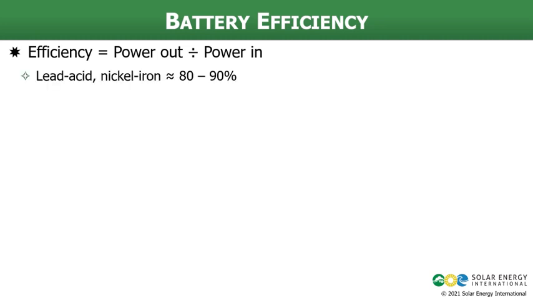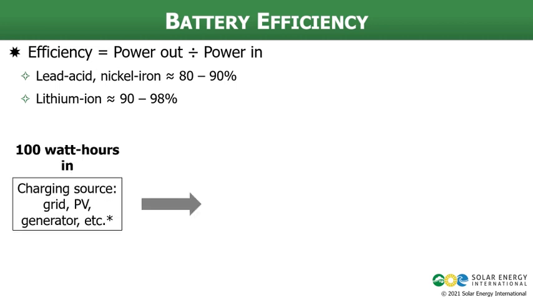into the battery. With lead acid and nickel iron batteries, their efficiency ranges somewhere about 80 to 90%. Nickel iron is actually a bit lower than 80%, somewhere in the 70-75% range. Lead acid can vary depending on the actual chemistry and the design of the battery. Lithium-ion battery efficiency ranges from around 90 to 98%, so quite a bit more efficient than a lead-acid battery and much more efficient than a nickel-iron battery.